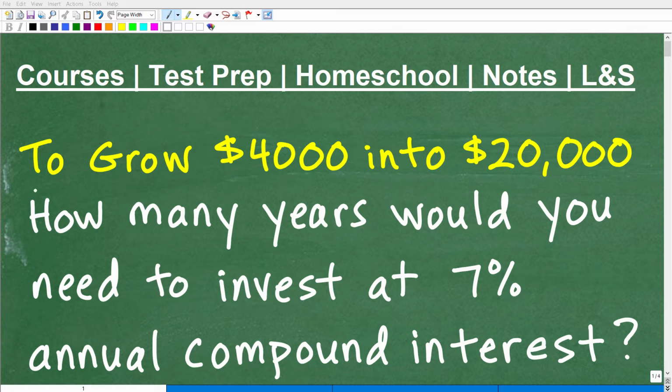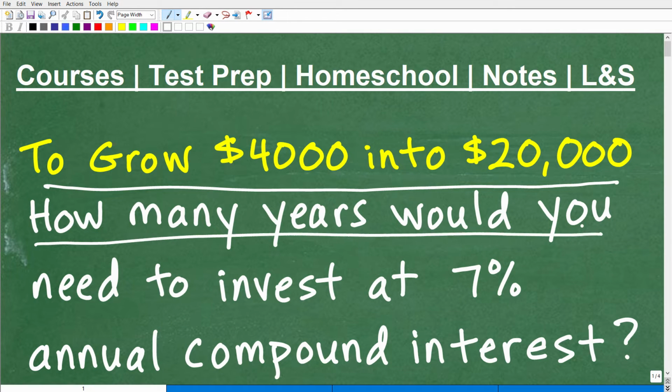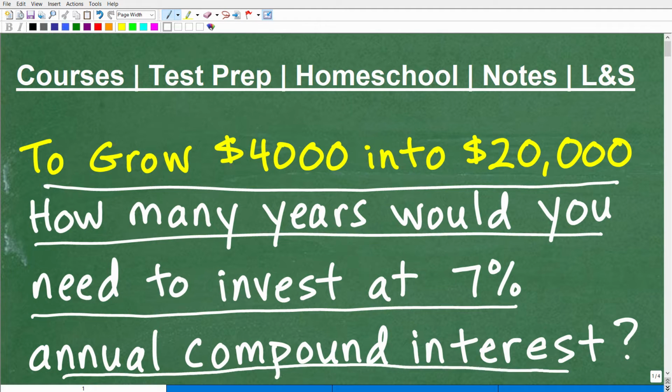So let's say you want to grow your account from $4,000 into $20,000, right? So how many years would you need to invest this money at 7% annual compound interest? So you're going to need a formula and a calculator to solve this problem.